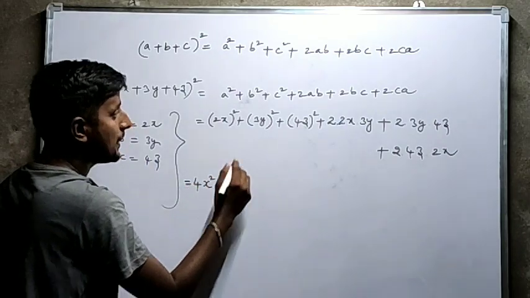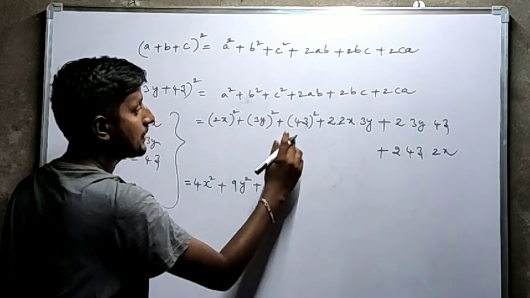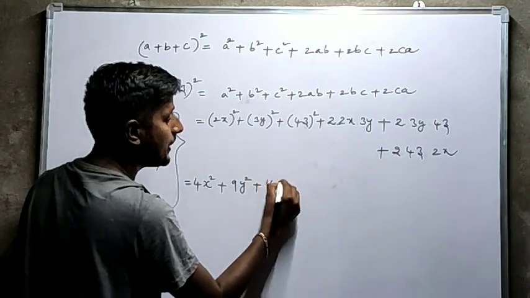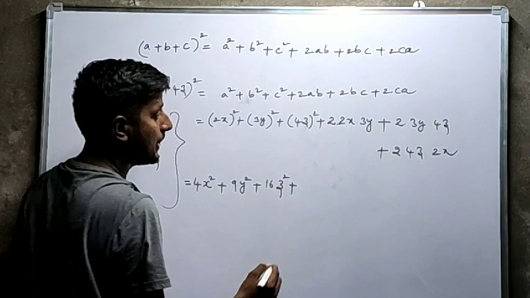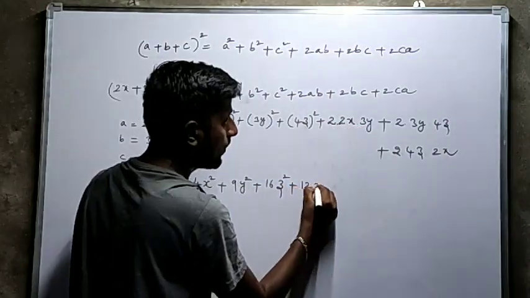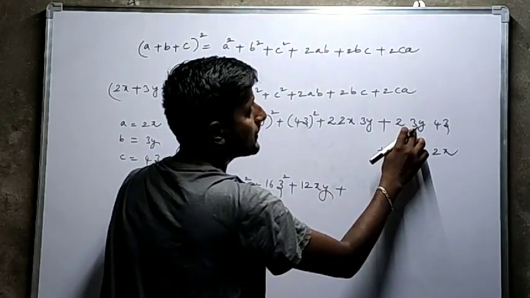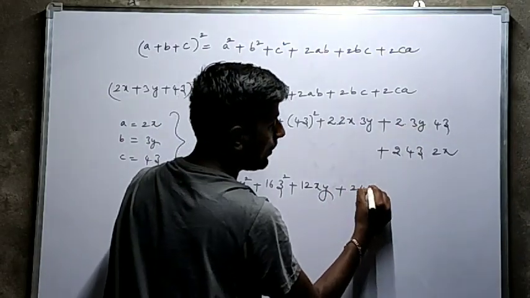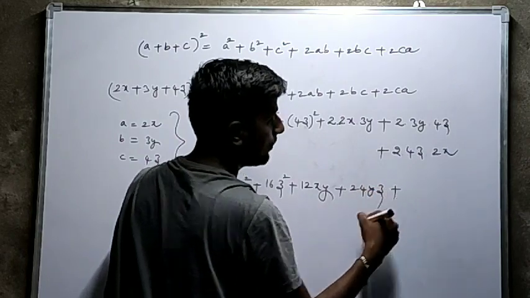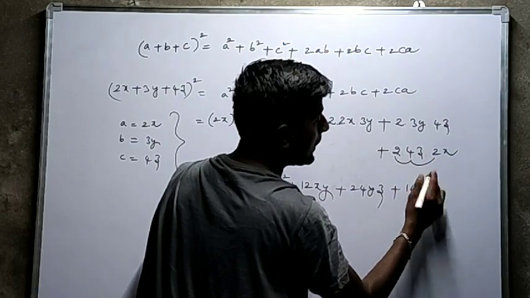4x square plus 3 3s are 9, y square, plus 4 4s are 16, z square, plus 2 2s are 4, 4 3s are 12, xy, plus 2 3s are 6, 6 4s are 24, yz, plus 2 4s are 8, 8 2s are 16, zx.